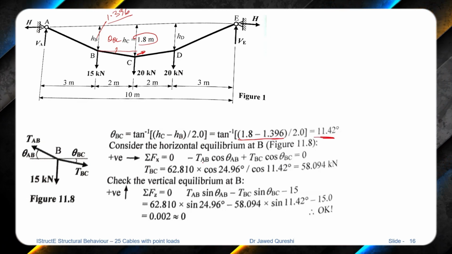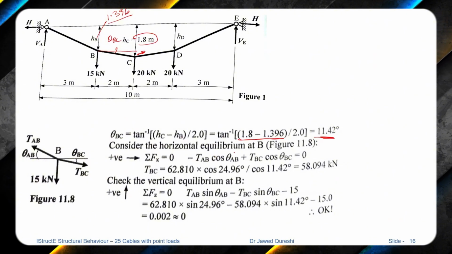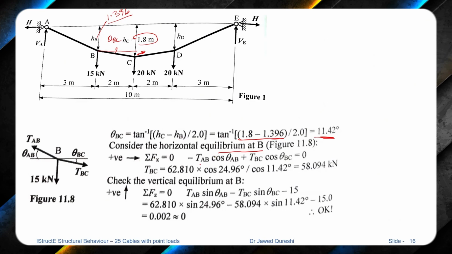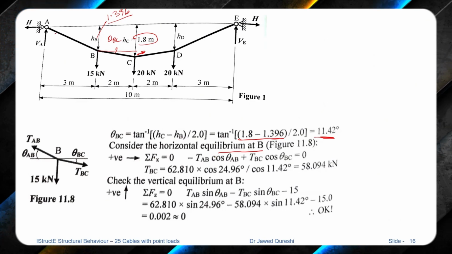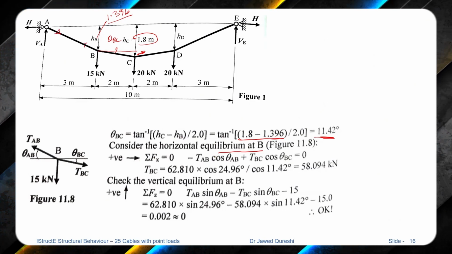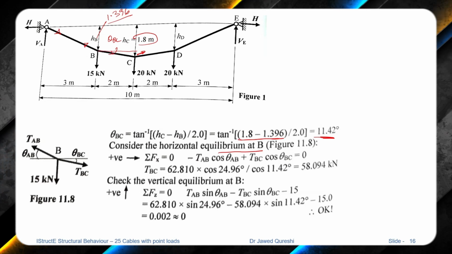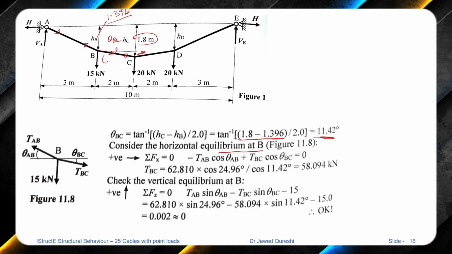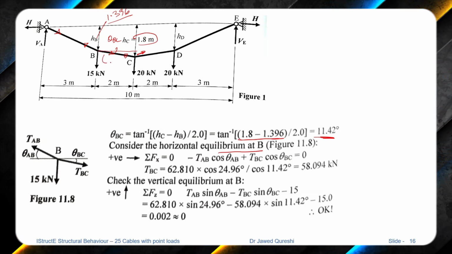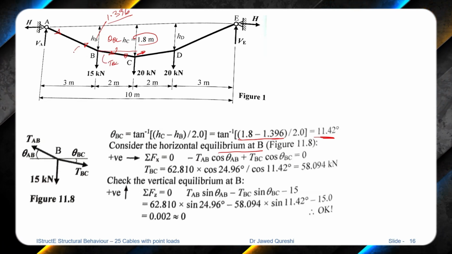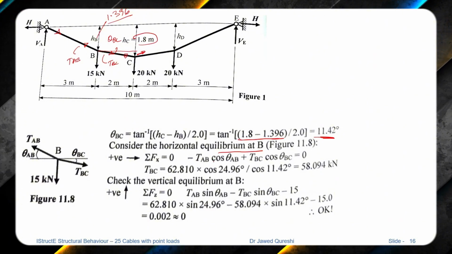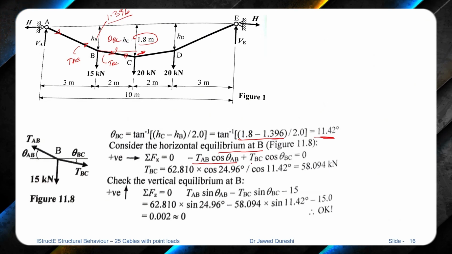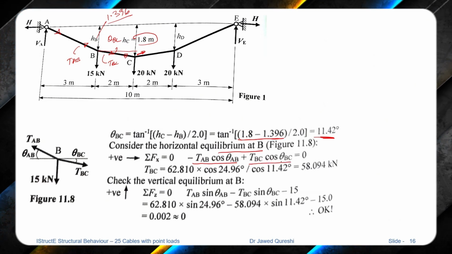In the same way, considering the horizontal equilibrium for this segment at B, I have TAB. Earlier I had these forces, and here the arrows are pointing away from the joint. So here I will have the horizontal component TBC, and this is TAB. TAB is pointing leftward, so that's why it's negative. TBC is pointing rightward, so that's why it is positive.